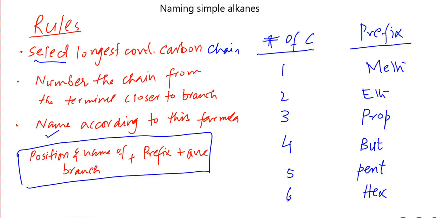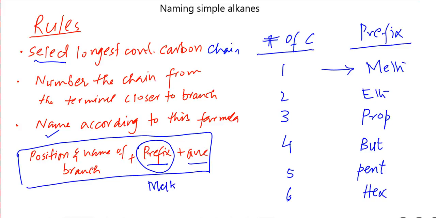First of all, you will take position and name of branch, and then prefix, and then A and E as a suffix. So what is prefix? If the number of carbon is 1, the parent chain name will start with meth, M-E-T-H, methane. So M-E-T-H means there is 1 carbon. So prefix depends on number of carbons. This part is very important. If the number of carbon is 1, prefix is METH.